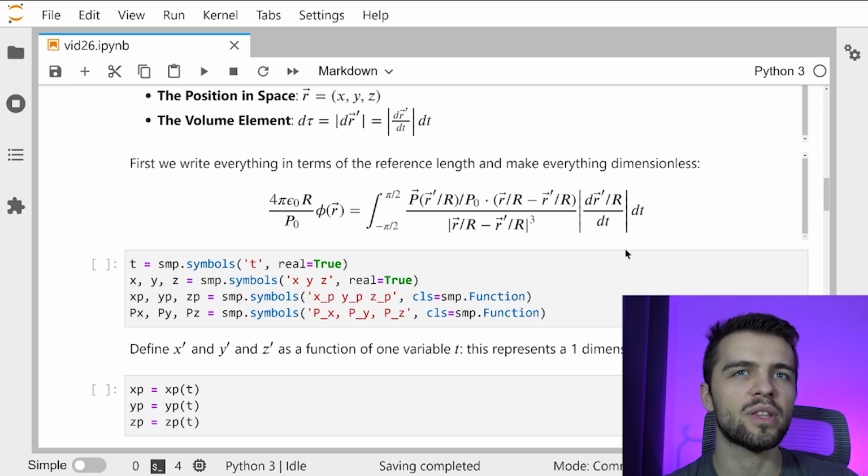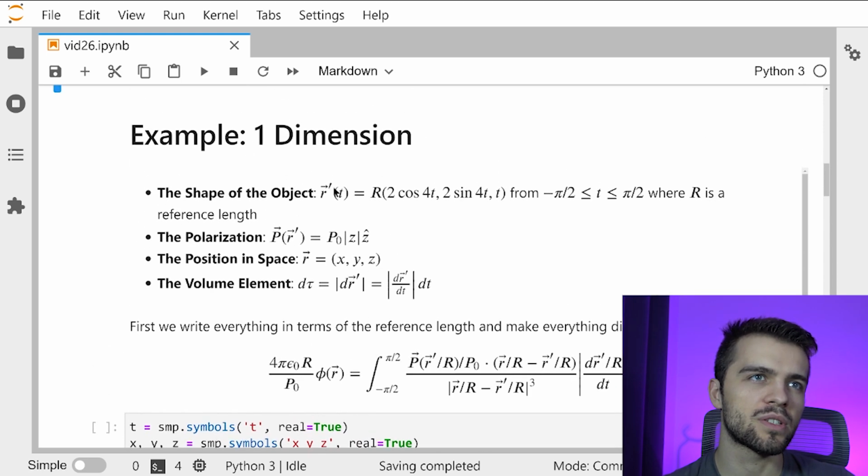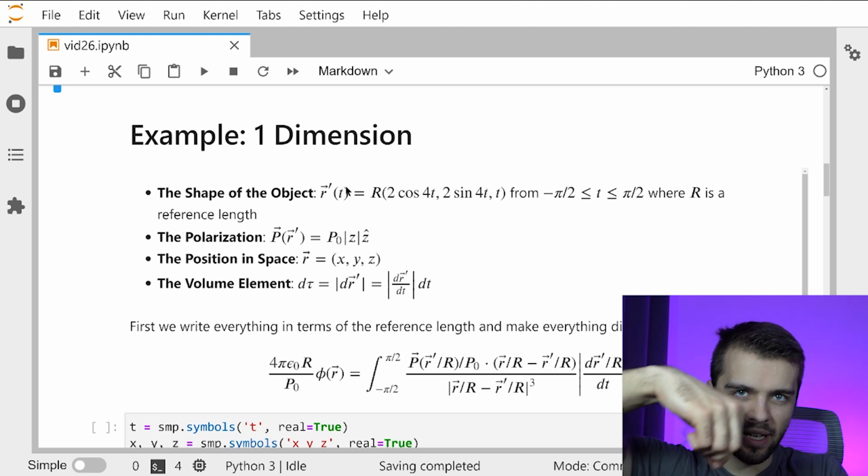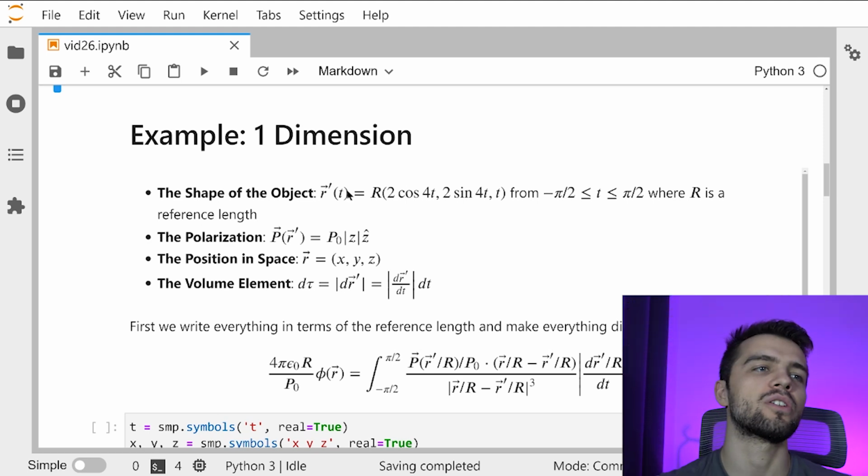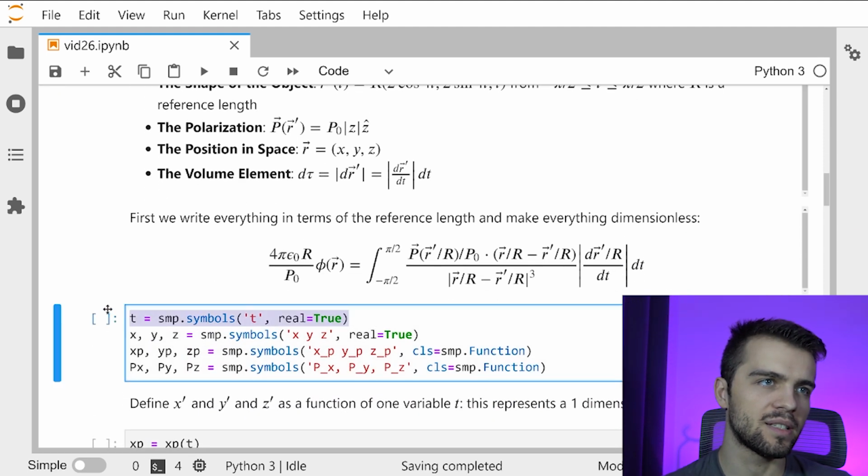So let's define everything we need here. I know that my curve is specified by t, right? I give a value of t and I get a location on the curve. So that's the first symbol I define, and t is real.